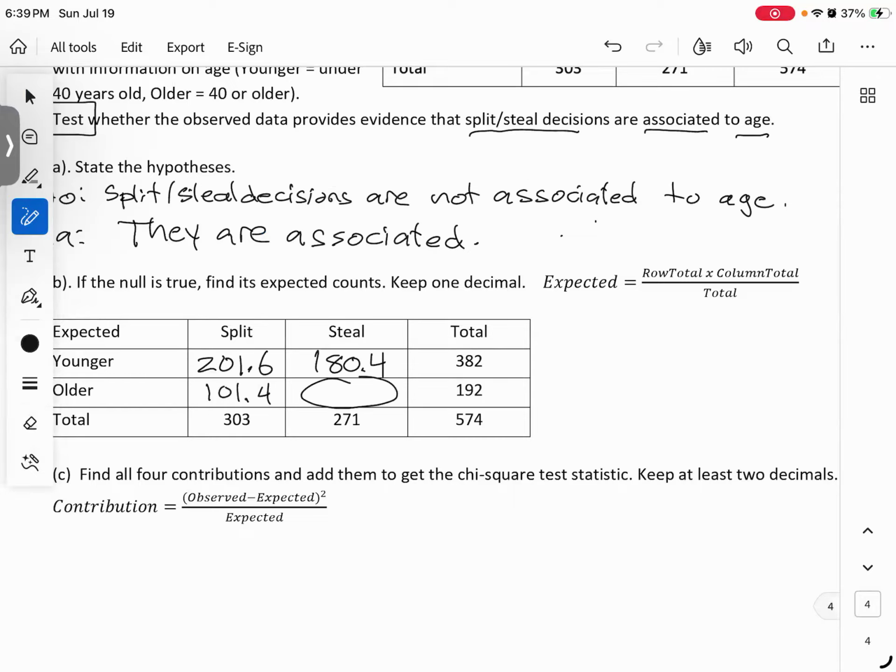So if I'm doing this one here, it'd be the 192 times the 271, whatever's straight to the side of it, row total wise, whatever's straight below it, column wise, multiply those and then divide by the big total, the 574. And you should get 90.6 for this last one.